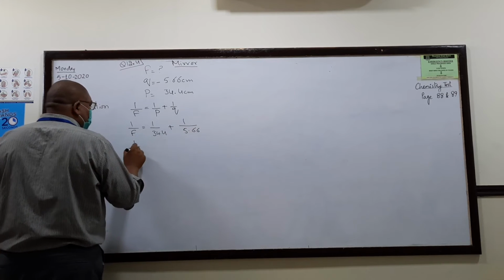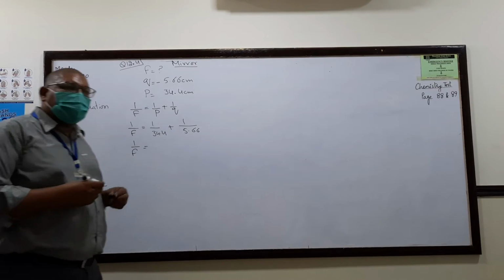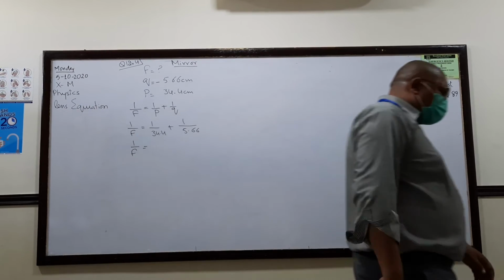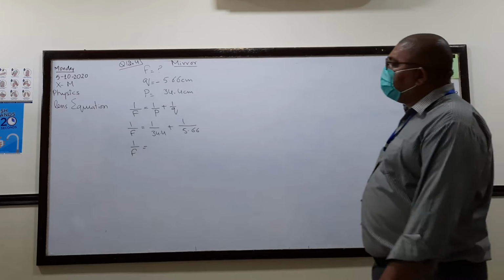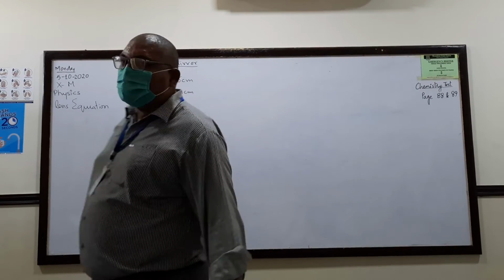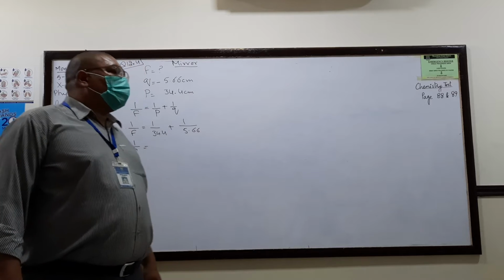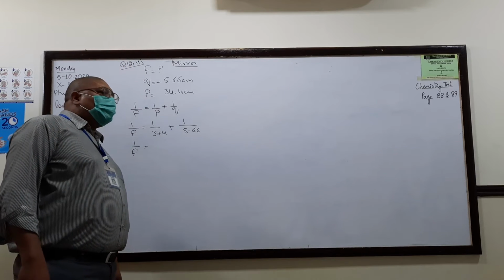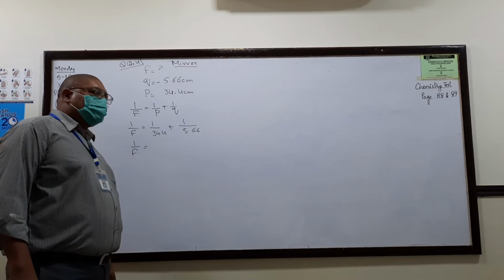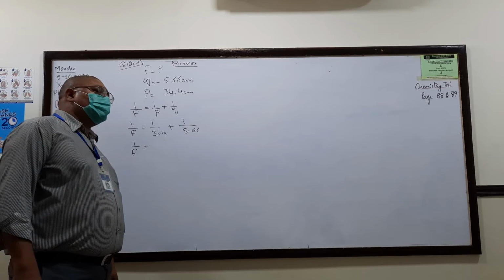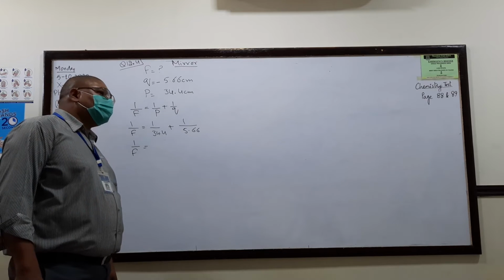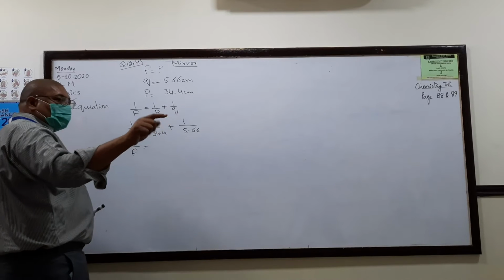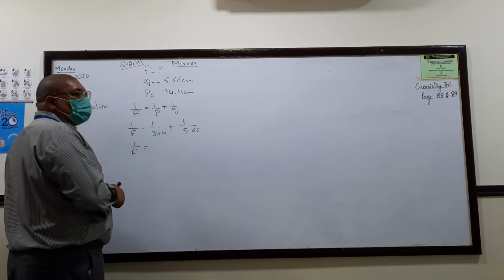Do you have calculators? Anybody has a scientific calculator with you? Yes, take out the calculator. I am saying just do that on the calculator. So on your calculator write 1 divided by 34.4 plus 1 divided by 5.66 equals. What's the answer? 0.205. You have a button there to convert it into fraction.